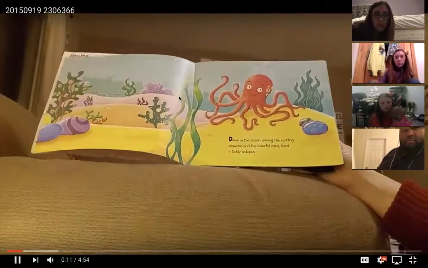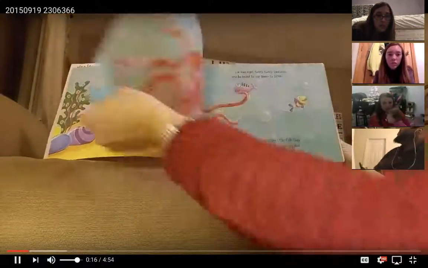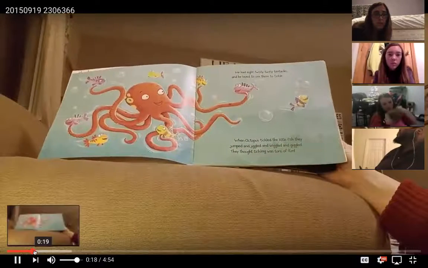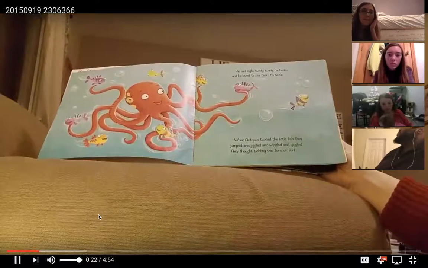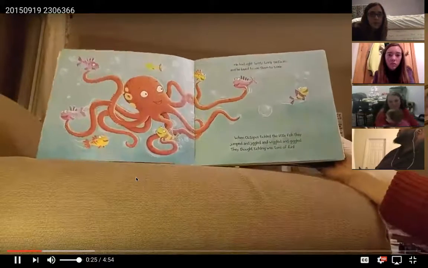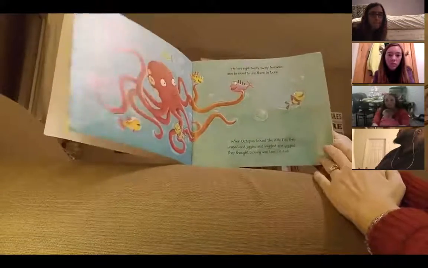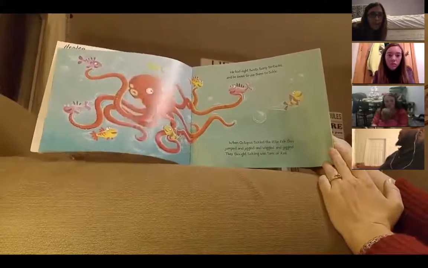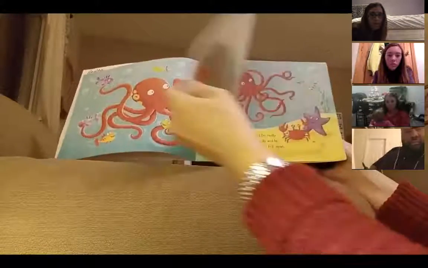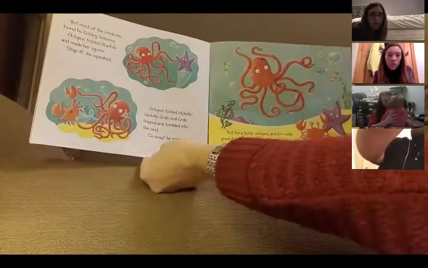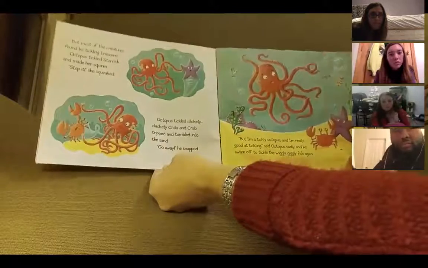Down in the ocean, among the swirling seaweed and the colorful coral, lived a tickly octopus. He had eight twisty, twirly tentacles, and he loved to use them to tickle. When Octopus tickled the little fish, they jumped and giggled, wiggled and jiggled. They thought tickling was tons of fun. But most of all, the creatures found his tickling tiresome.